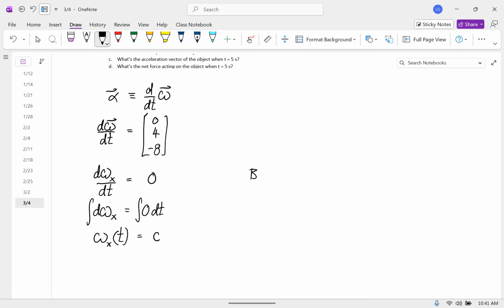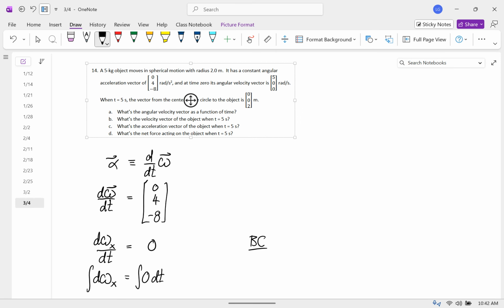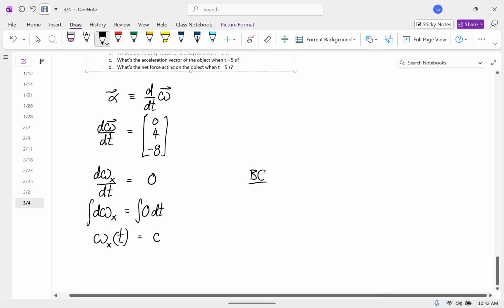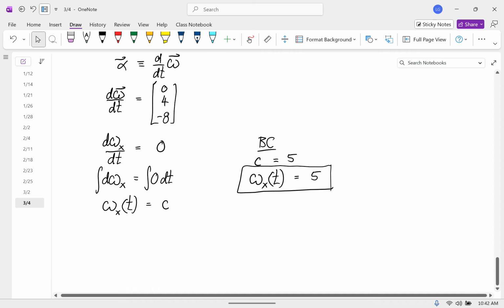And now we can use the boundary condition. We're given that when time is equal to 0, the angular velocity is (5, 0, 0). So what that says is c is equal to 5. And so omega x as a function of time is 5. So for all times, it's equal to 5. And then we'll go to the y component.